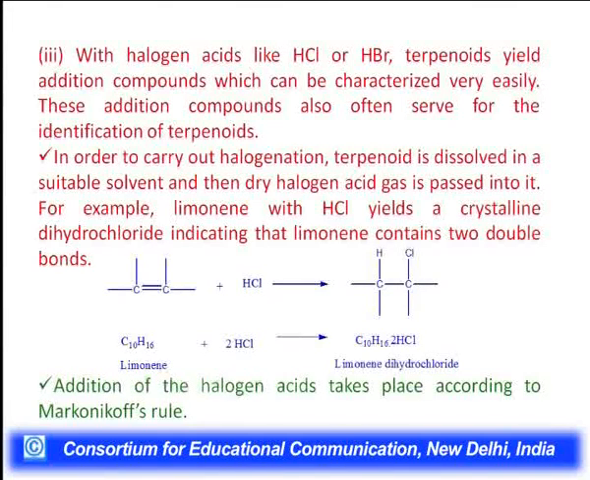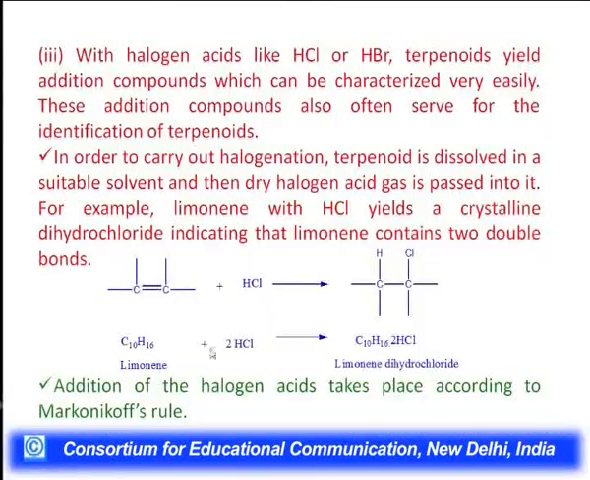In order to carry out the halogenation, the terpenoid is dissolved in a suitable solvent and then dry hydrogen halide gas is passed into it. For example, if we take limonene, a terpenoid, with hydrochloric acid, it yields a crystalline dihydrochloride, indicating that limonene contains two double bonds. You can see in the reaction, we have taken limonene. When it is reacted with hydrochloric acid, it consumes two molecules of hydrochloric acid. It forms a dihydrochloride, so it contains two double bonds.